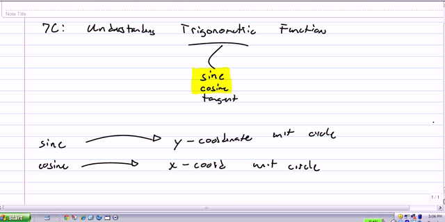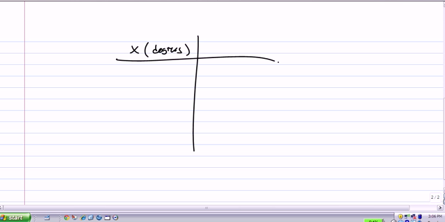So you could build a graph of the sine function and a graph of the cosine function. Let's do that real quick. Let's say your input is x, in terms of degrees, and our output, let's deal with the sine function, sine of x. Functions have inputs and outputs. So when x is 0, what's the sine of 0? The y coordinate at 0 is 0.